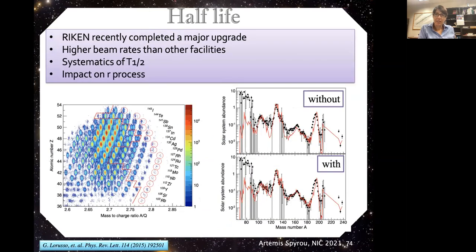Every time a new facility comes online, we have access to a whole new set of nuclei. This is what happened most recently at RIKEN. This was the first paper that came out when the RIKEN upgrade was completed back in 2014-15, where they measured a whole bunch of new half-lives. You can see here what was known before is what's left on this line. And so a lot of new half-lives were measured. Here you can see the r-process calculations without the new half-lives and with. You can see these big fluctuations in the abundance distribution that then got resolved.